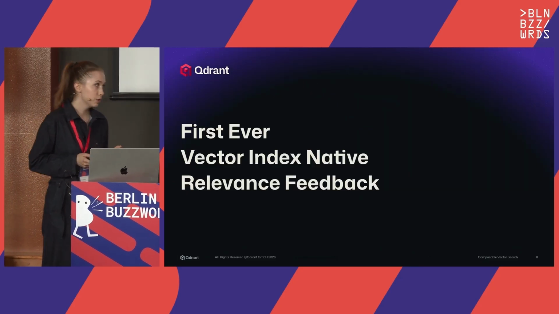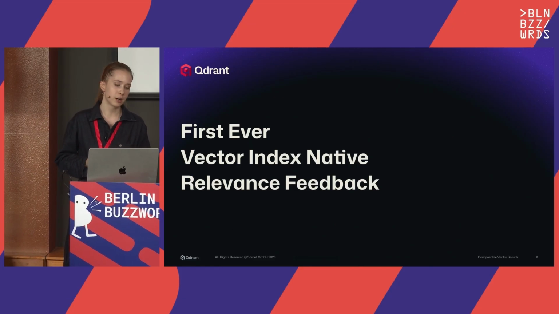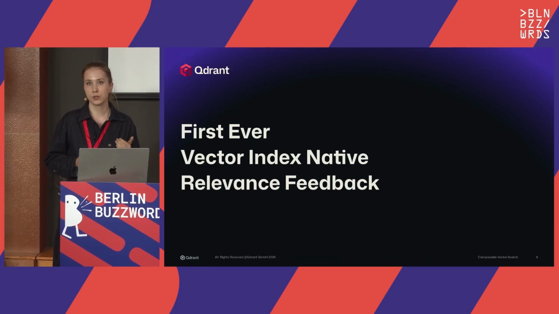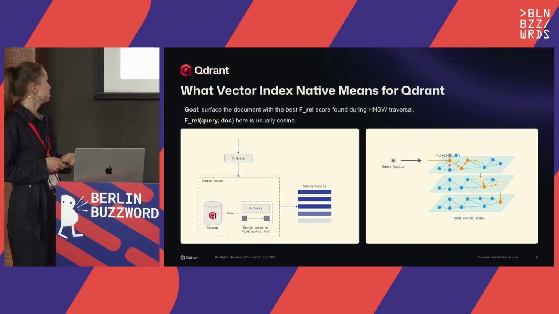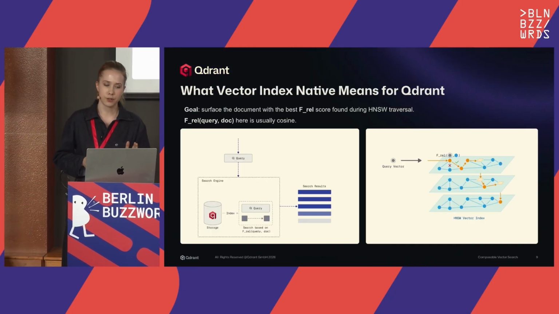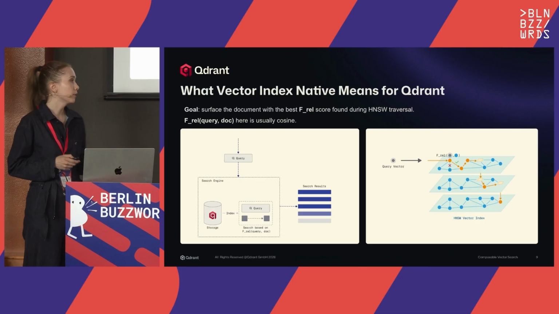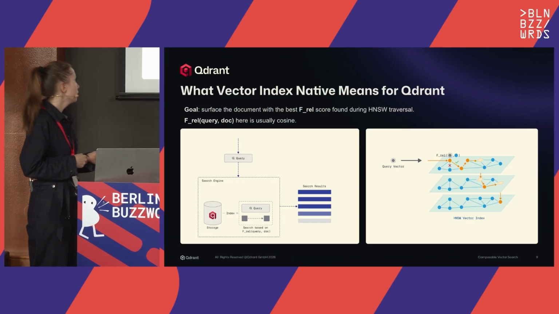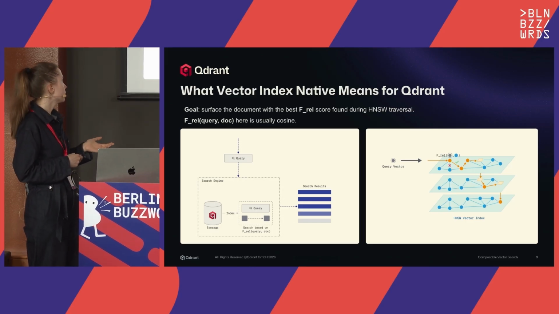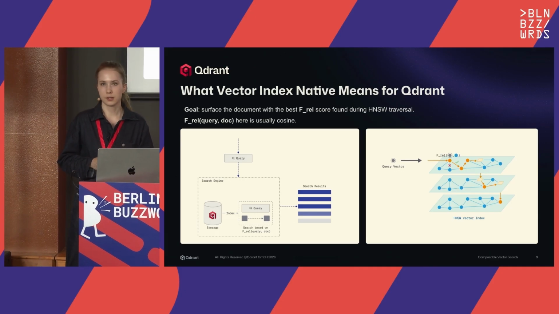But in our search engine, we own the index, and we own everything that comes in it, all the parts. So we decided to ship an API which allows you to propagate the feedback right into the search, into the vector index itself, because we're a vector search engine. What does it mean? What at least vector index native means for Qdrant. How vector search works, I'm pretty sure everybody knows, but in general, the query comes, it gets turned into a vector, and then in the vector index, it gets scored against all the document vectors out there.